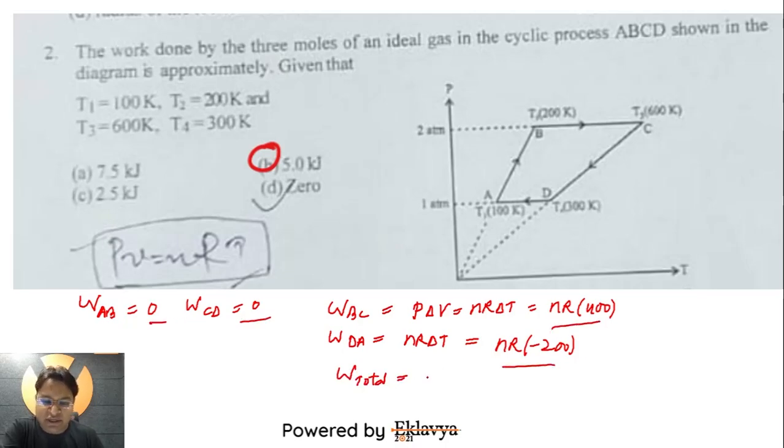That becomes equal to 200 into nR. We can put the value of n and the value of R. So 200 into n, which is 3, and R, which we can assume to be 25 by 3. This gives us 5000 joules, which is 5 kilojoules. So option B is the correct one here.